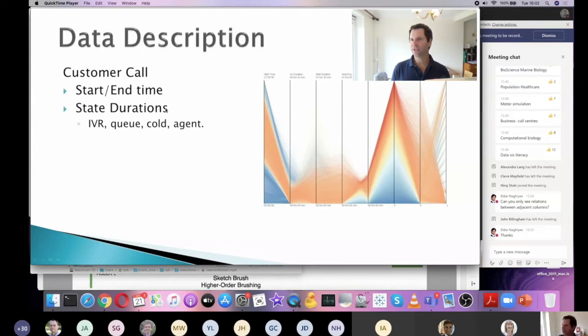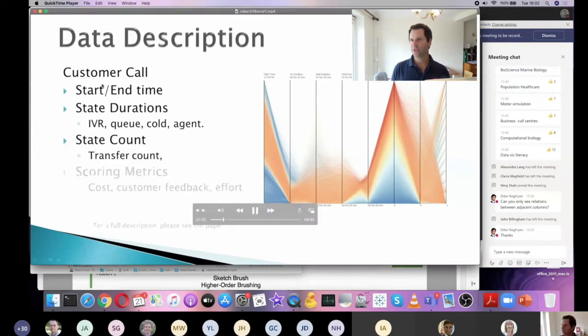This is a little bit about the data set. Each axis represents one of the attributes of each call, right? How long it lasts, how long you spent on hold, which agent you spoke to, how many agents you spoke to, and so on.